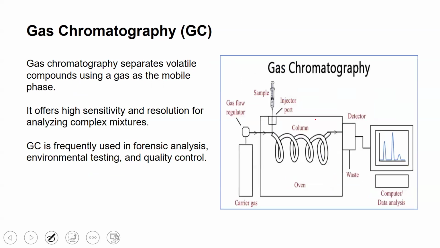Now, what is gas chromatography? Gas chromatography separates volatile compounds using a gas as the mobile phase. So a gas is used as a mobile phase and it separates volatile compounds. It offers high sensitivity and resolution for analyzing complex mixtures. Gas chromatography is frequently used in forensic analysis, environmental testing, and quality control.